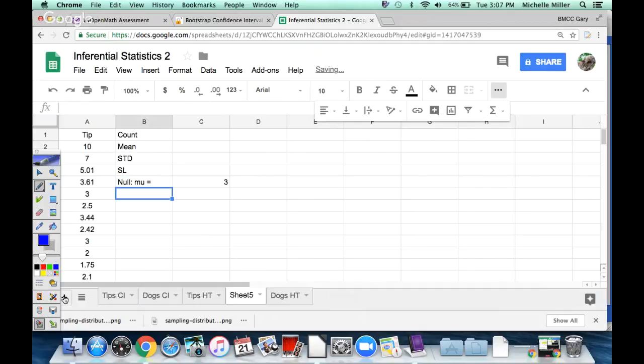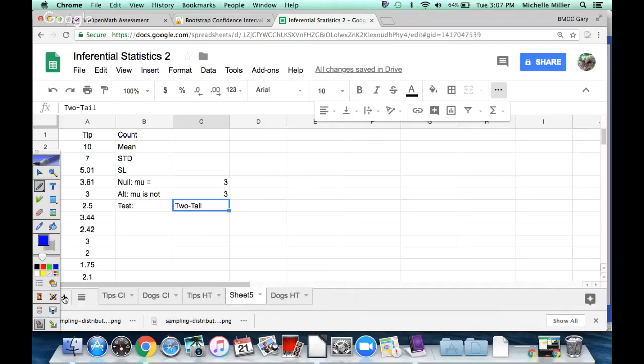Now, you could say, oh, I think it's going to be greater than 3 based on some inkling or hunch, or you can say, I think it's less than 3. You could say it's not 3. So I'm going to go for an alternative here that the population mean is not 3. I can't get a not equal to easily in a spreadsheet, so I'm just going to write it in words. Based on that, the type of test that I have is going to be a two-tailed test because it's not equal to. That's going to be important for when I calculate my p-value.